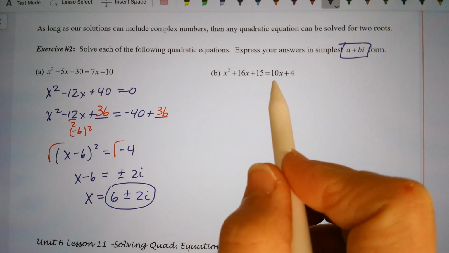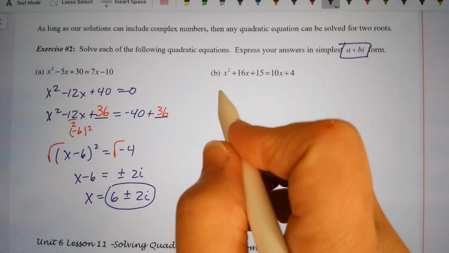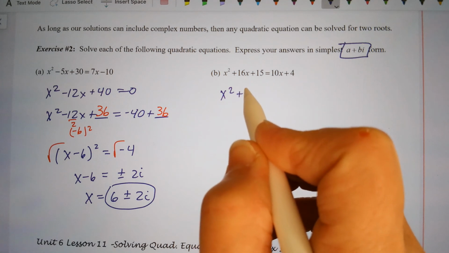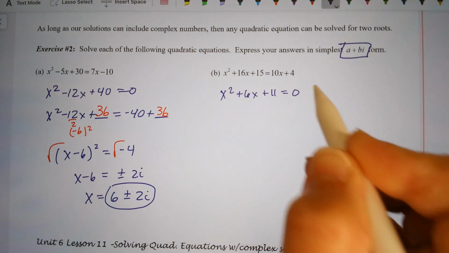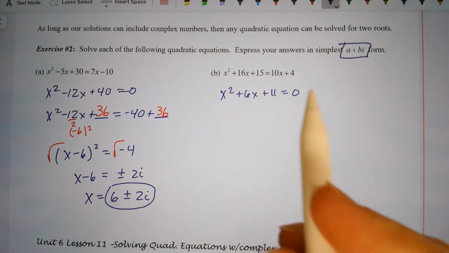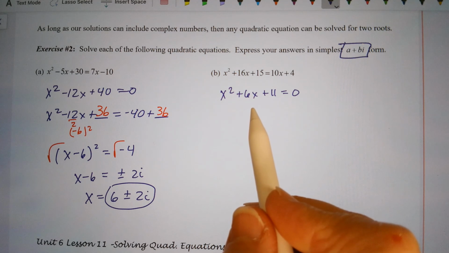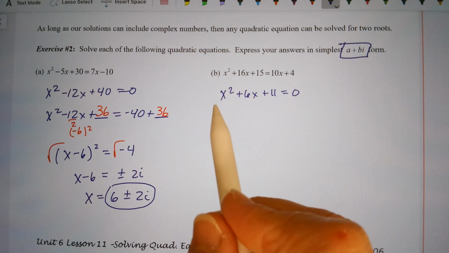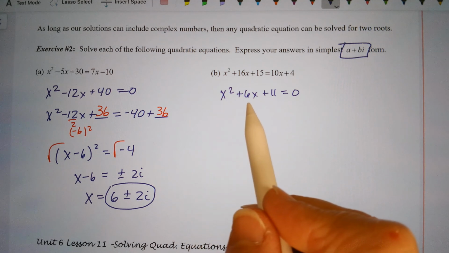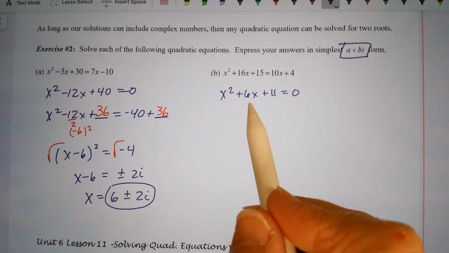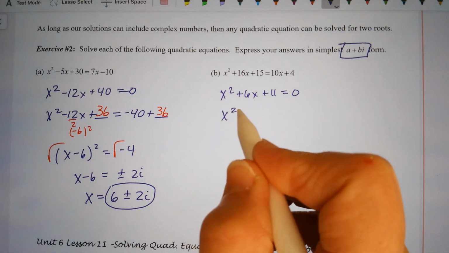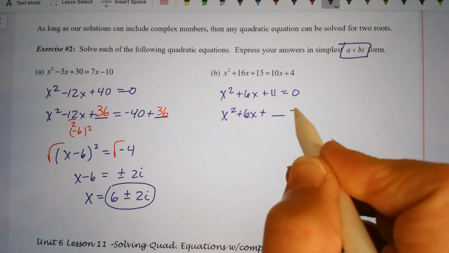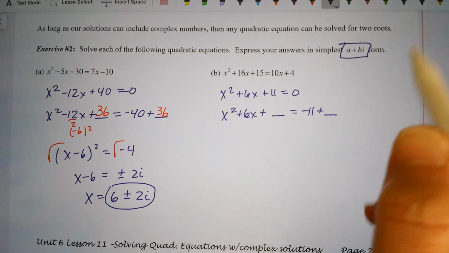Add 6. x equals 6 plus or minus 2i. B, standard form first, subtract 10x and subtract 4. x squared plus 6x plus 11 equals 0. I'm going to do the same and use complete the square. Again, you can use complete the square as long as your leading coefficient is 1, and it's easier if the coefficient of your linear term is even, which this is. So x squared plus 6x plus blank equals negative 11 plus blank.